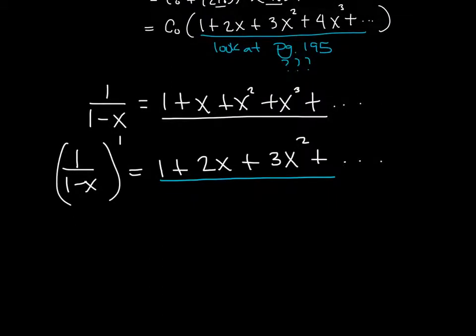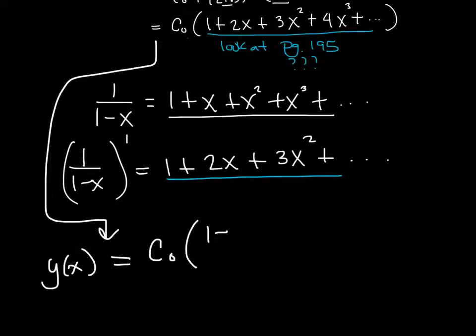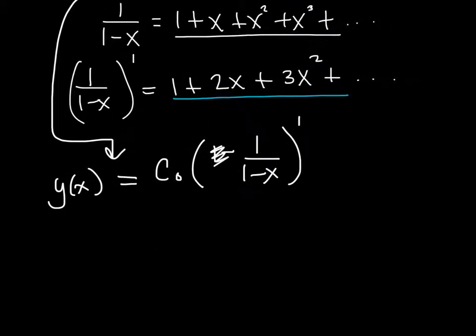So we can rewrite this, continuing here. Our y of x is going to be equal to c naught times 1 over 1 minus x, but it's really the derivative. We can simplify this. We can find the derivative, which we did here term by term. But if we actually found the derivative, just like we did in Calc 1, what would we get?